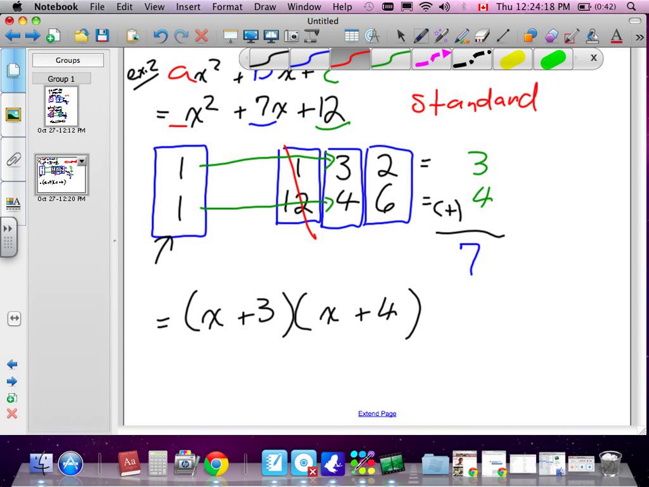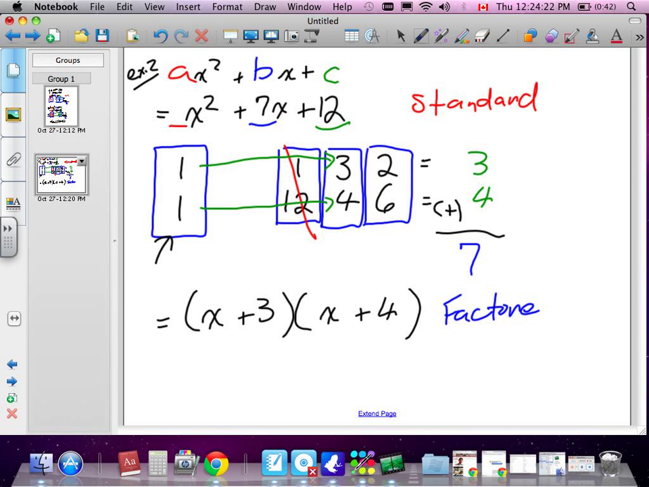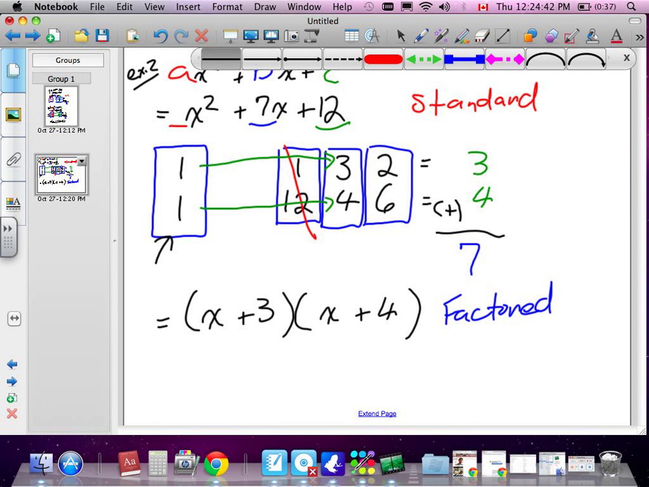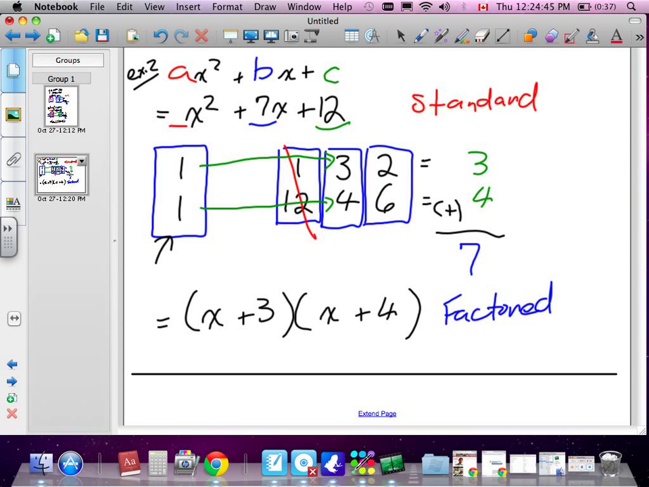This was our factored form. We factored it. Still, here's another way we could have solved this. Now, this shortcut works only when A is 1. So that's why I want to warn you, tomorrow's lesson, this shortcut won't work.